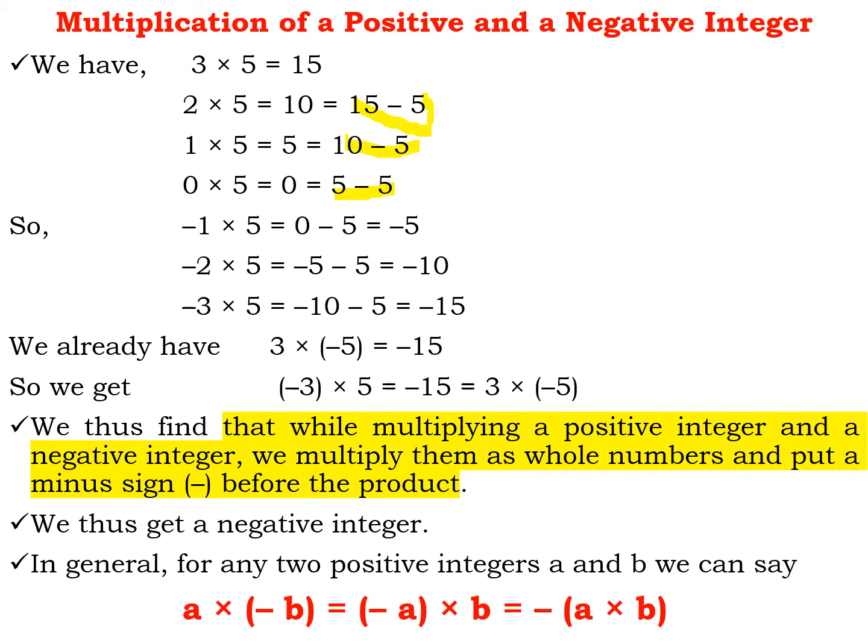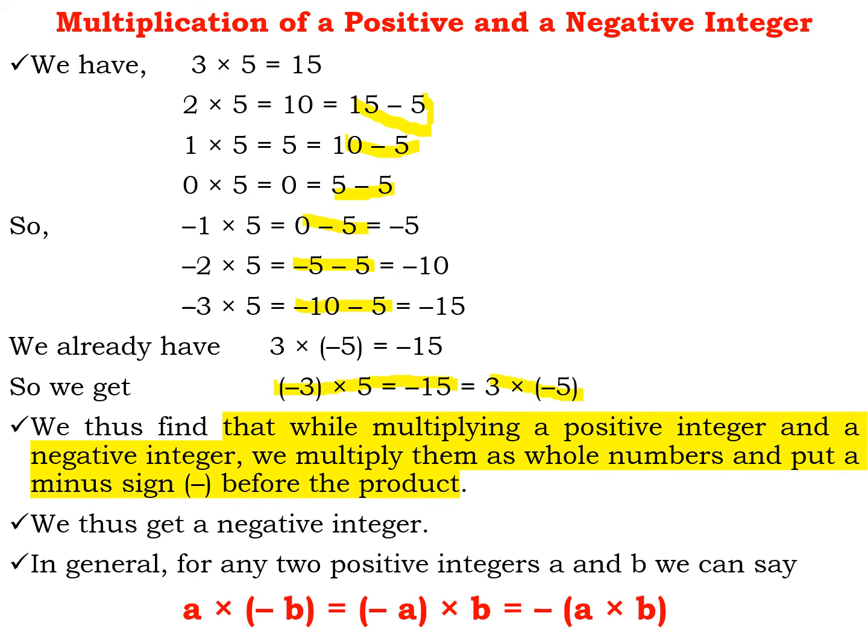Minus 1 into 5 is 0 minus 5, that is minus 5. Minus 2 into 5 is minus 5 minus 5, that is minus 10. Minus 3 into 5 is minus 10 minus 5, which is equal to minus 15. We already have 3 into minus 5 as minus 15. So we get minus 3 into 5 is equal to minus 15, that is equal to 3 into minus 5.